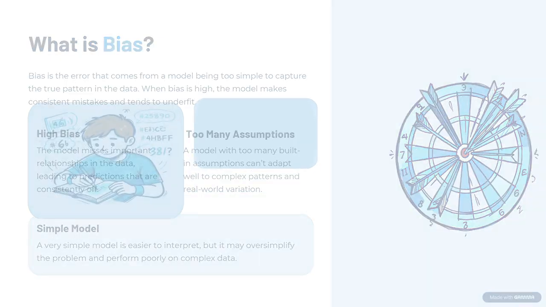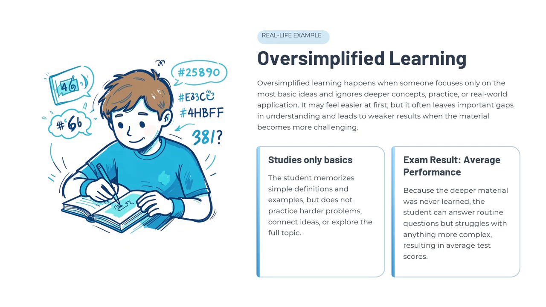Imagine two students preparing for an exam. The first student only reads summaries and skips the important chapters. They don't spend enough time understanding the subject deeply. When the exam arrives, they struggle with many questions. Similarly, a high bias model learns too little from the data and cannot make accurate predictions. This often leads to underfitting.